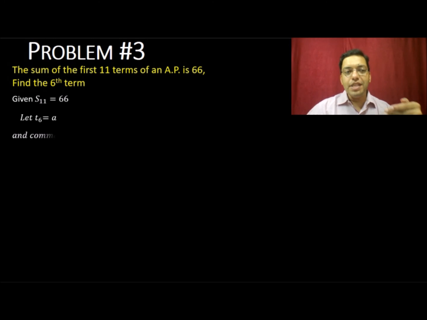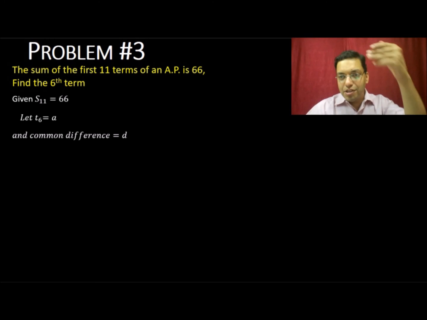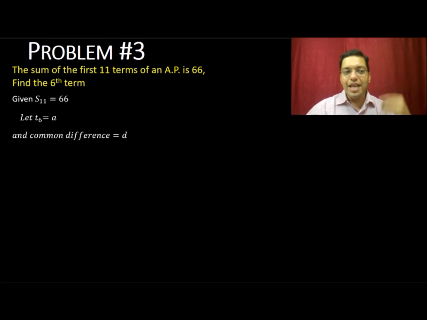If the common difference is equal to D, then the higher terms will be A plus D, A plus 2D and so on, and the lower terms will be A minus D, A minus 2D, A minus 3D and so on. Therefore, T1 is equal to A minus 5D. Now, how did we get the minus 5? We get it from the suffixes. From T6 to T1, 6 minus 1 is equal to 5. So we get T1 is equal to A minus 5D.